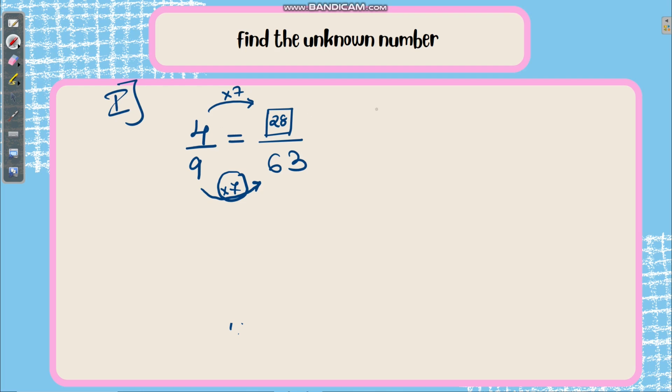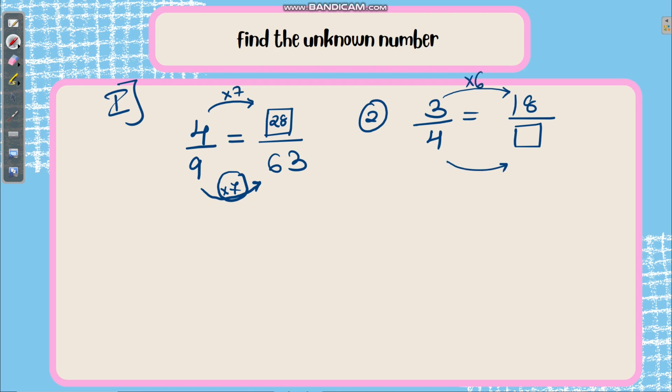Okay, now let's take another example. 3 upon 4 is equal to 18 upon a blank. We don't know what the denominator is over here. So now I can see from 3 the number has increased to 18. So it is multiplication by 6. The same number has to be multiplied to the denominator. So the answer is 4 into 6, that is 24.